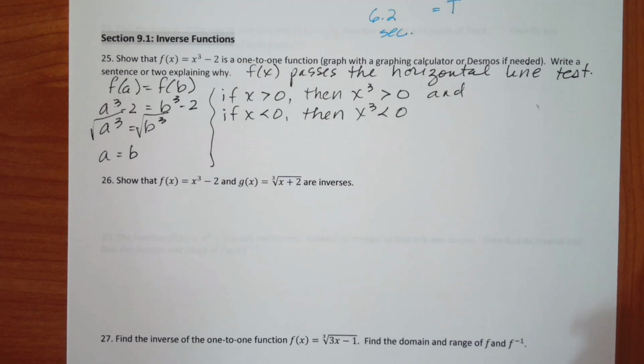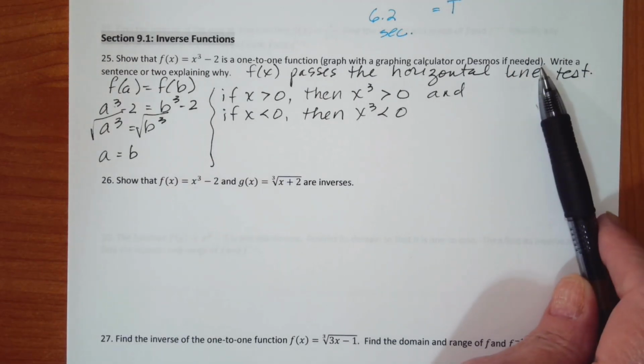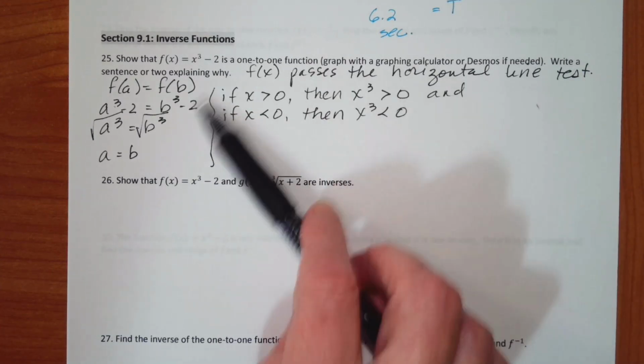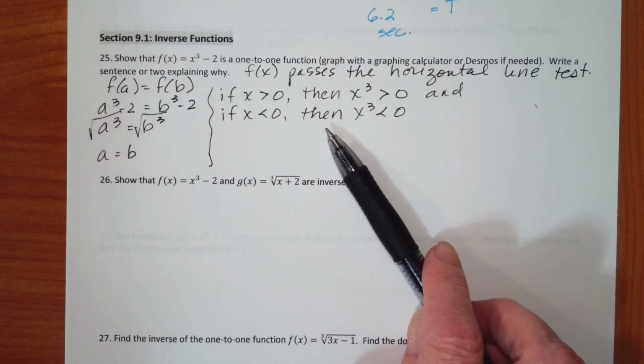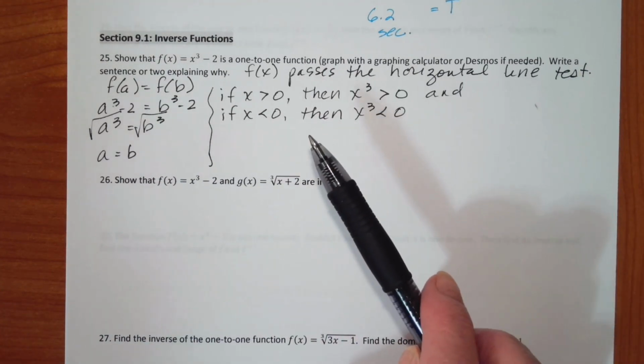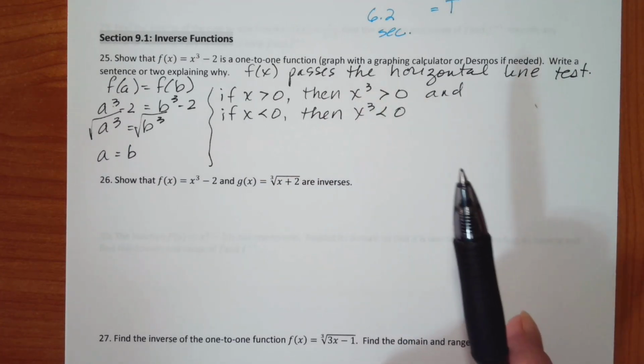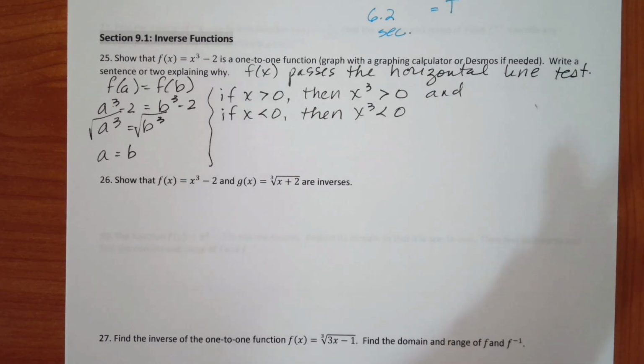So you can do it several different ways. The horizontal line test, which is kind of all explained by this. When you're taking something to the third power, if x is greater than 0, then x to the third is greater than 0. There's no overlap like there is when it's a square root.